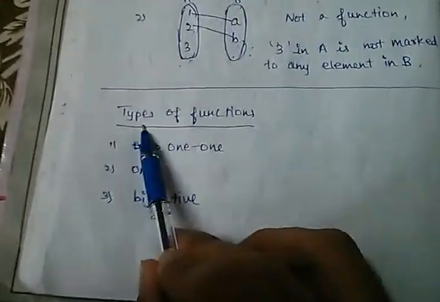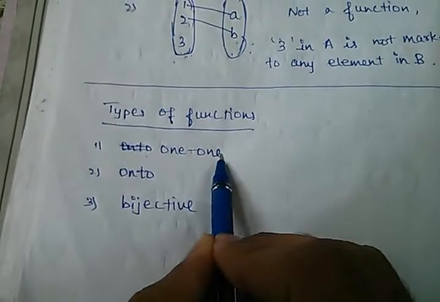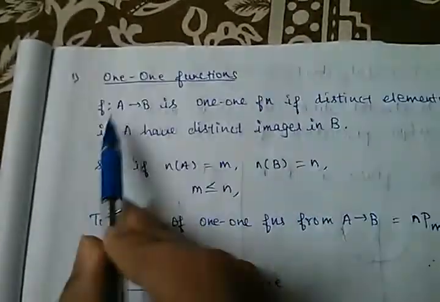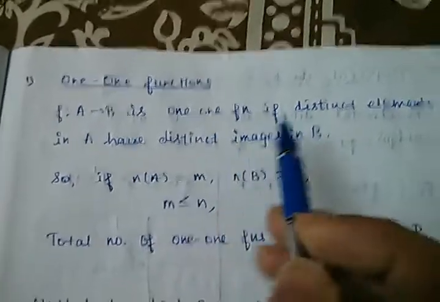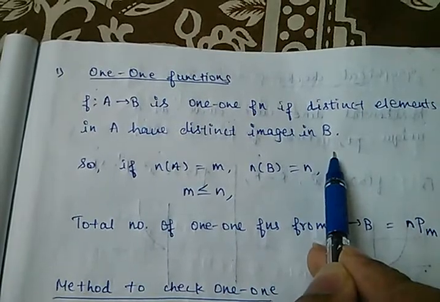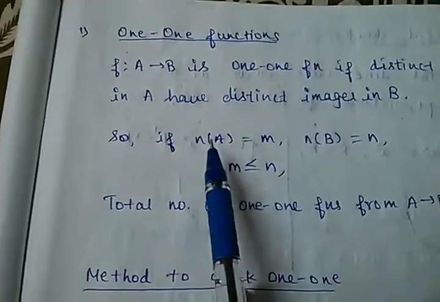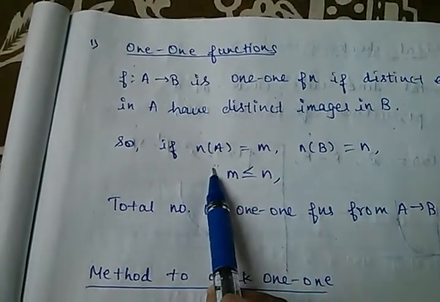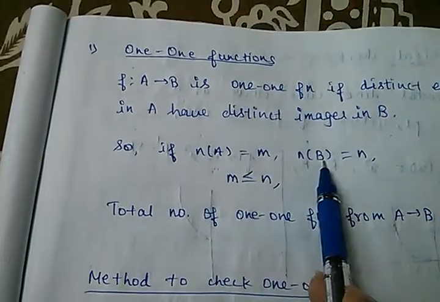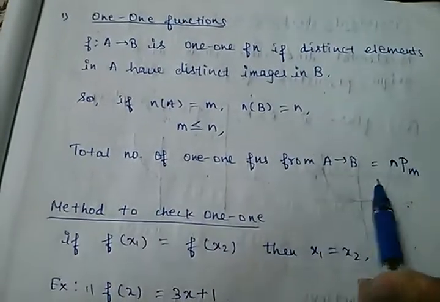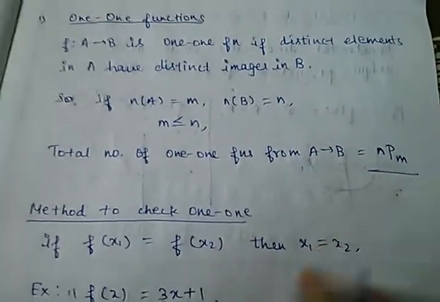Now moving on to the types of functions. The types of functions are one-one, onto, and bijective. One-one functions: a function f from A to B is said to be one-one if distinct elements in A have distinct images in B. So the first condition is that for a function to be one-one, the number of elements in A must be less than or equal to the number of elements in B. And the total number of one-one functions from A to B is given by nPm.